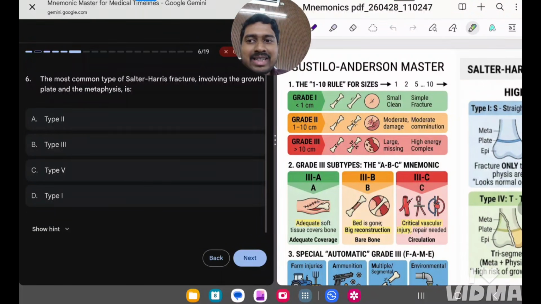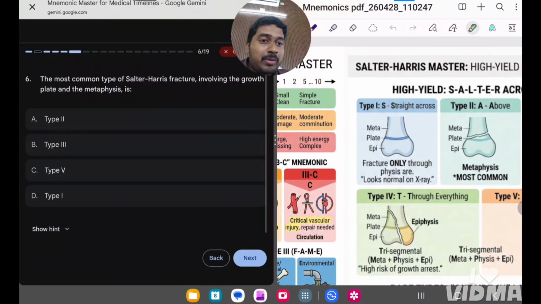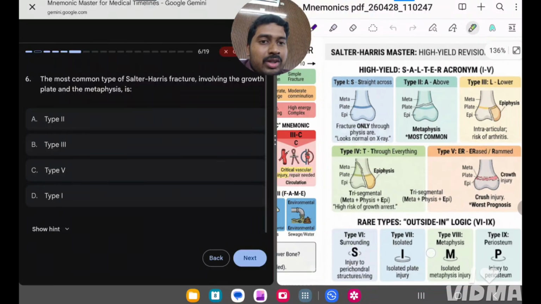Next question is on Salter-Harris classification. Again, a very common topic, but again you confuse it the most. So how you remember? There are total 5 types, and type 1 you see it is S. Remember it as SALTR. Salter is the mnemonic for this. So S means straight. So it is fracture only through the physis. Okay, it looks normal on the X-ray. So it is straight across. Okay, so bone appears normal only. So there is nothing abnormal on X-ray.